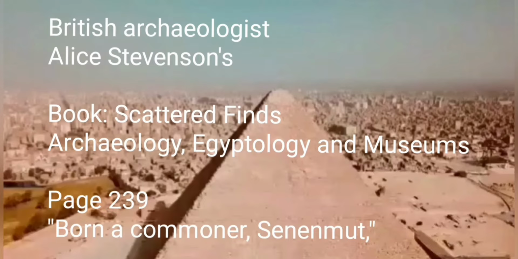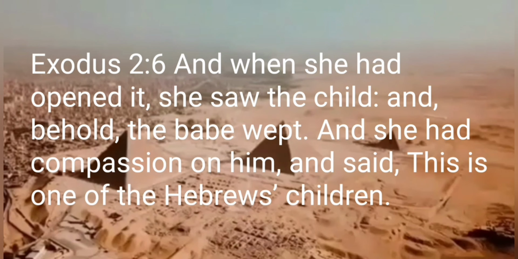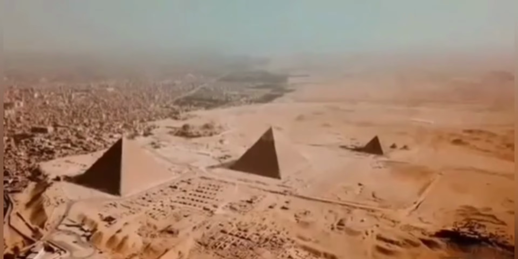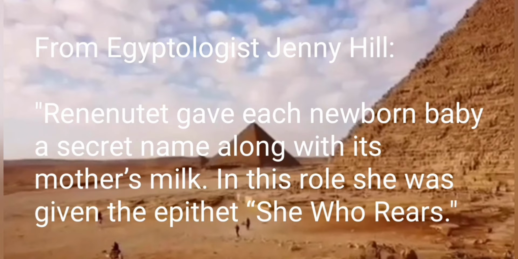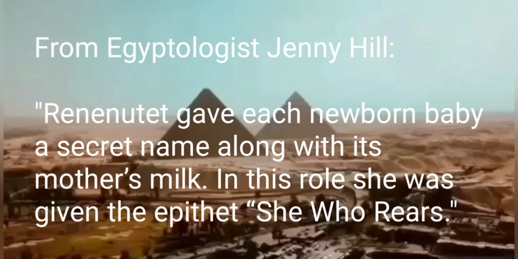And it says from the Bible, "And when she had opened it, she saw the child, and behold, the babe wept. And she had compassion on him and said, this is one of the Hebrews' children." And this says, "Renetunet gave each newborn baby a secret name along with its mother's milk. In this role, she was given the epithet, she who rears." So she was giving them their mother's milk.